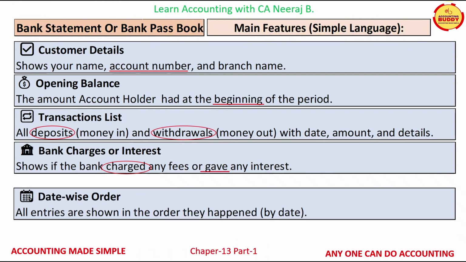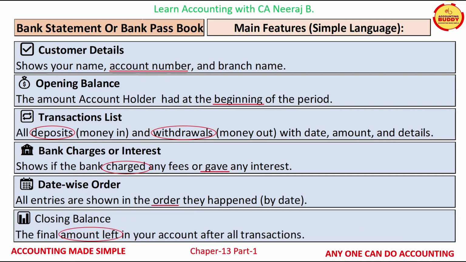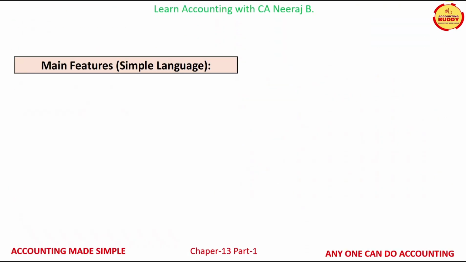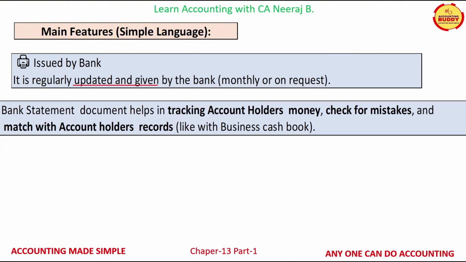It records all the transactions in a chronological order, that is, all the entries are shown in the order they happened. It also shows the final amount left in the account holder's account after considering all the transactions for the period. Bank statement is regularly updated and given by the bank on monthly basis or on request. Bank statement document helps in tracking account holders' money, check the mistakes and match with account holders' records like the business cash book.